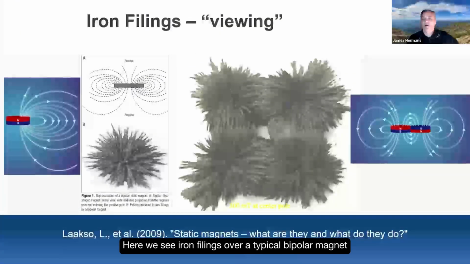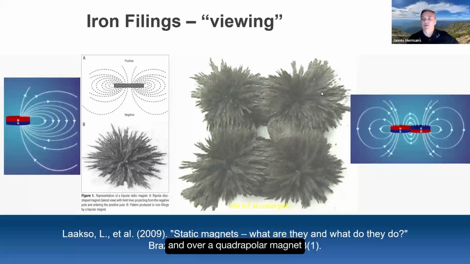Here we see iron filings over a typical bipolar magnet and over a quadrupolar magnet, and here you can see the field lines. Iron filings are to a static magnetic field what leaves in a tree are to wind. Wind is invisible, and so are magnetic field lines to the human eye, so by sprinkling iron filings over them, we get a visual picture. Here we can see a normal bipolar magnet, with the field lines going from the North Pole into the South Pole.